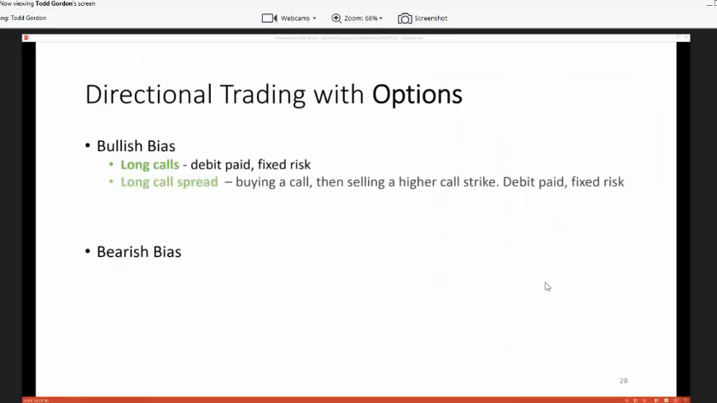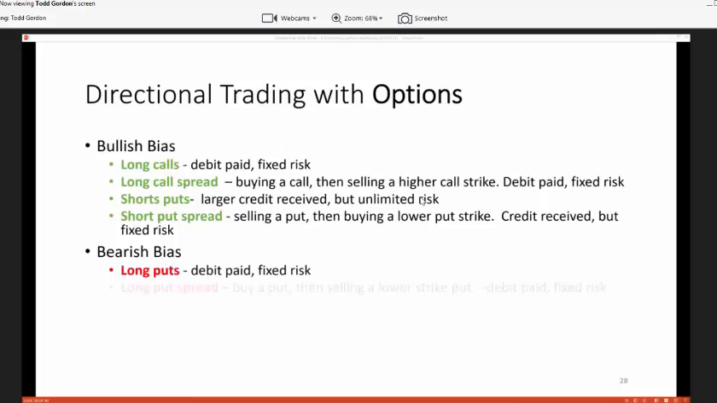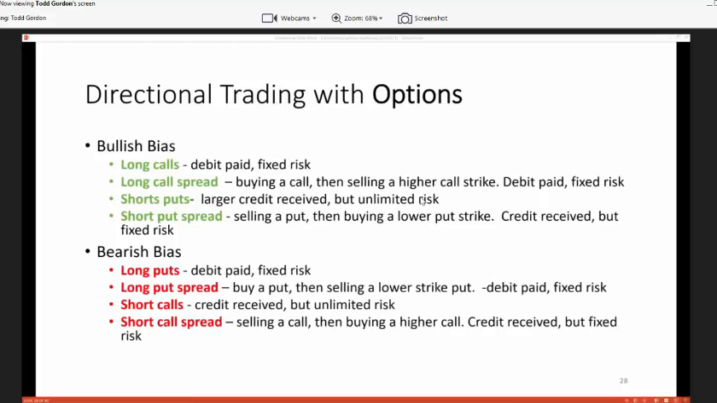So these are all pretty standard option strategies that most of you guys will probably know. I'm not going to go over them, but if you want to be bullish, there's a bunch of different ways to express that bullish bias and get positive delta.